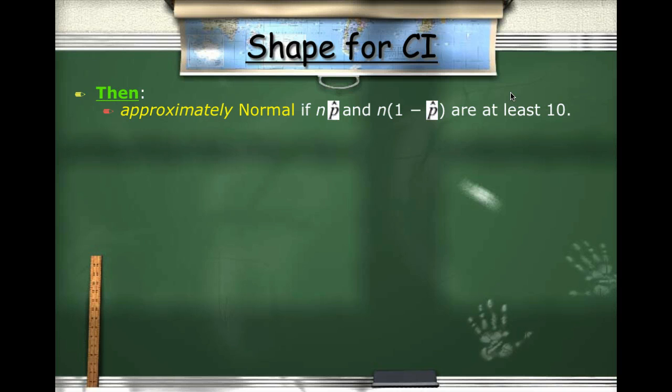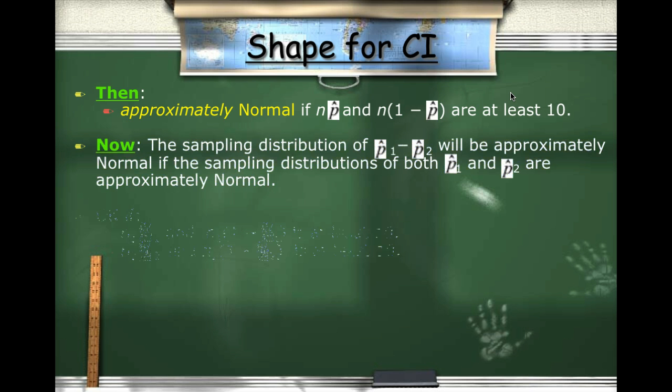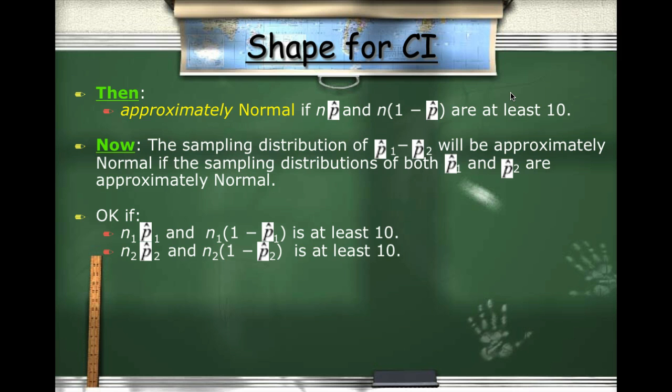Now, remember, shape for a proportion confidence interval: previously we checked for normality by doing n times p hat and n times 1 minus p hat being greater than or equal to 10. That was checking if our sample size was large enough to say approximate normality. Now, however, we have two different samples, so we need to check both. So I need to check my first sample size and whether it meets this condition, and then I need to check it for my second sample as well.